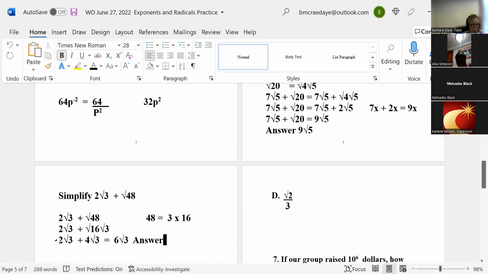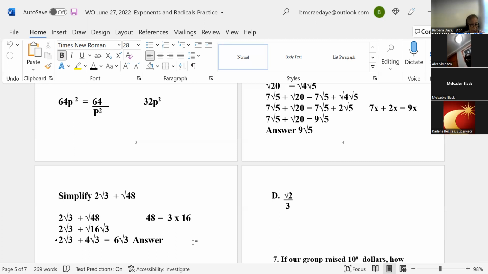Well, you have a coefficient 2 in front of the square root of 3 and a coefficient 4. So when you have a coefficient and a radical, or a coefficient and a variable, you just add the coefficients. Just like I told you, if this was 2x plus 4x, you get 6x. So 2 times the square root of 3 plus 4 times the square root of 3 is 6 times the square root of 3. Got it? Yes, ma'am.